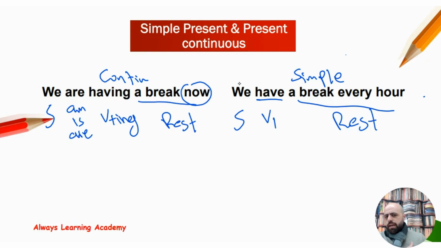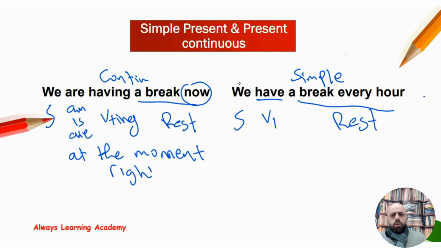So other words that might help us in deciding the tense here, we have in the present continuous, we might have at the moment. So when we use this phrase, at the moment, we will use present continuous, or right now, or now. Currently means right now. Maybe it has a different meaning, but anyway, no problem.